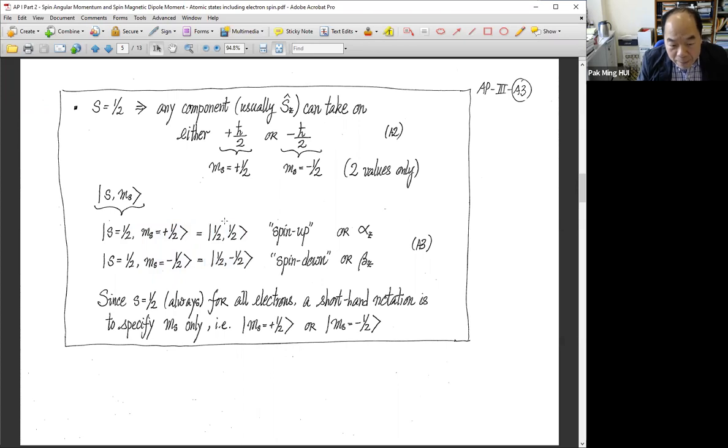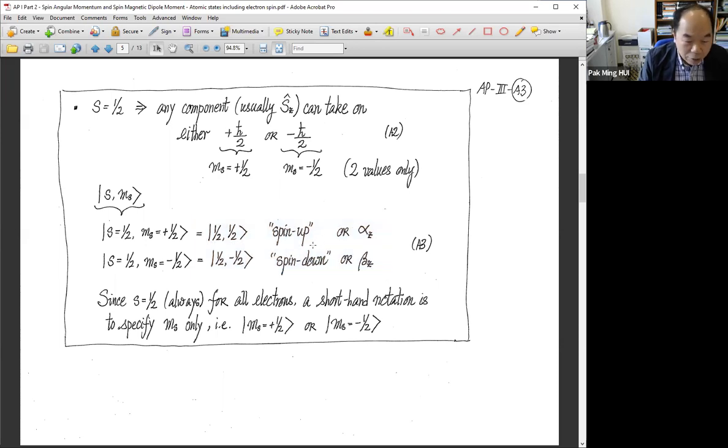And usually m_s is plus half. Some jargon says it is spin up, it is spin down, okay? And some use a column vector. I will use alpha to be (1, 0), and beta to be (0, 1) for the Z direction Pauli matrices, okay? So this all means the same thing, okay?